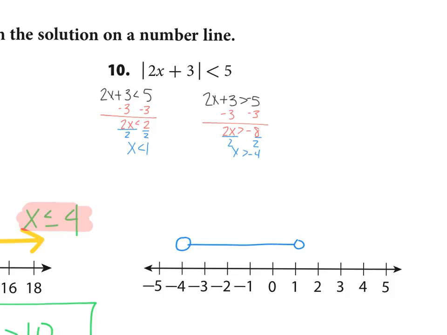So for problem 10, you should have ended up with x is less than 1 and x is greater than negative 4. So when we drew them out, it was a connection this time.